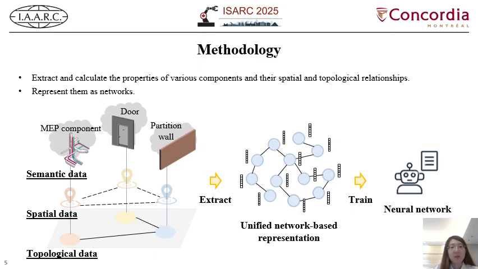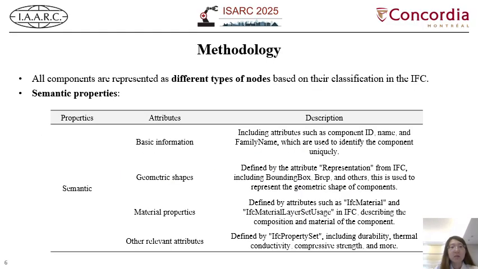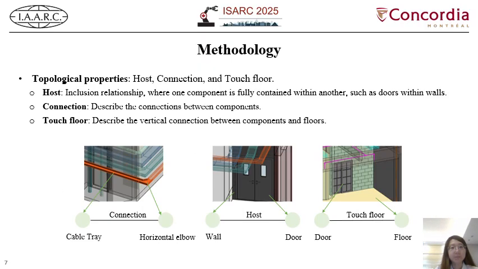We extract and calculate the properties of various components and their spatial and topological relationships. Subsequently, all of these are represented as networks so that we can feed them into the neural network. Specifically, all components are represented as different types of nodes based on their classification in the IFC, with the extracted semantic properties represented as node features.